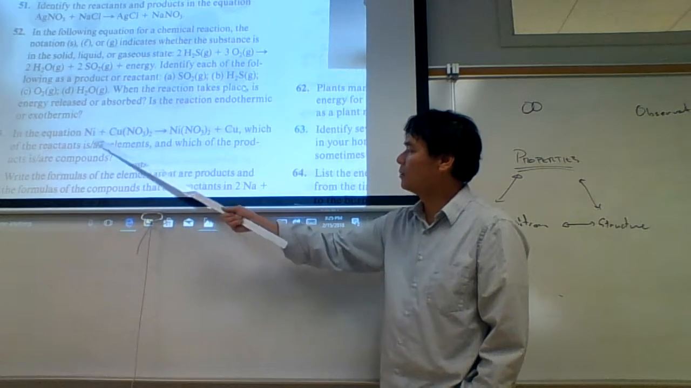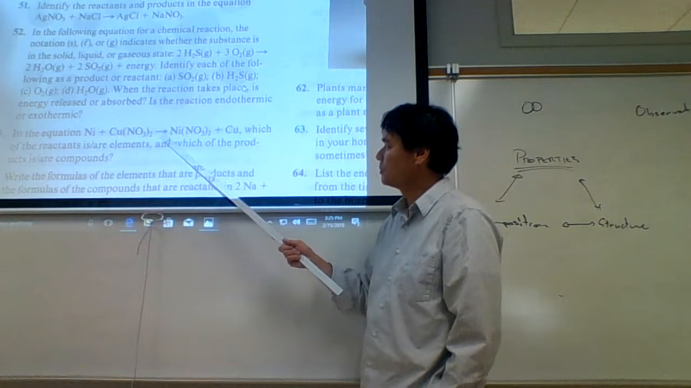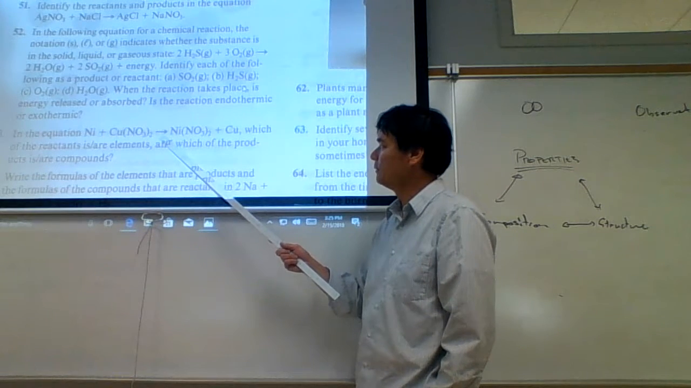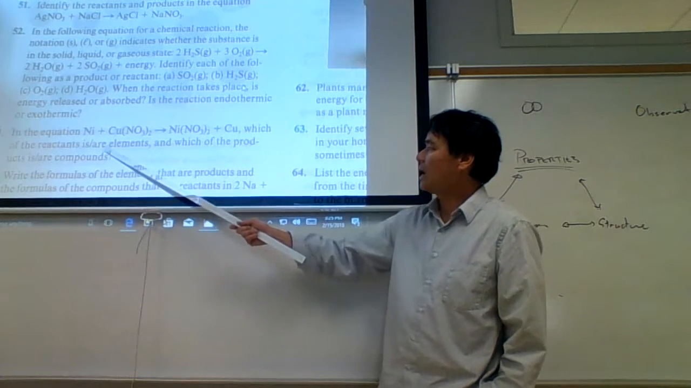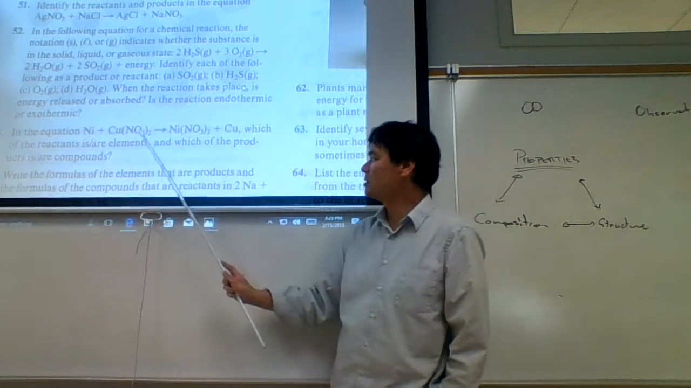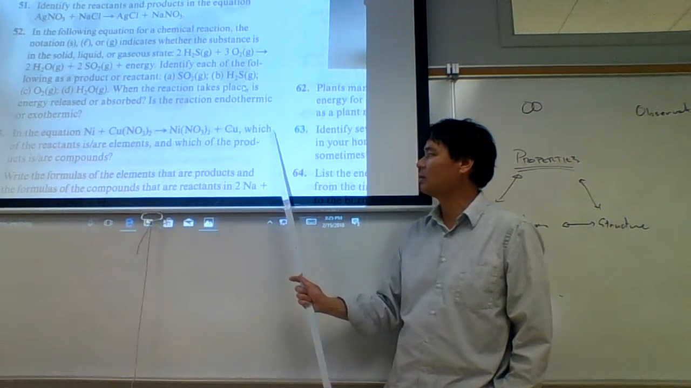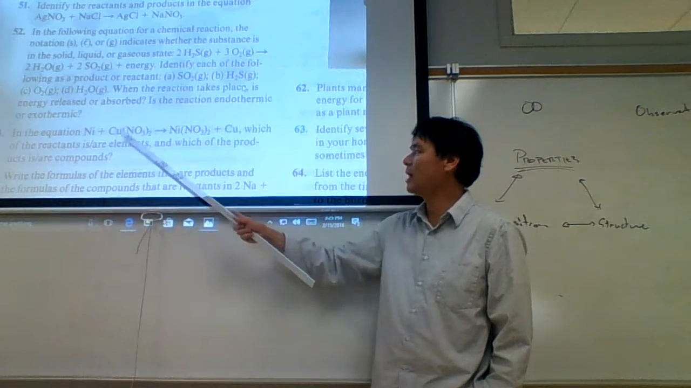This is a chemical equation in which this arrow represents produces or forms or yields. It produces nickel 2 nitrate and copper metal. Which of the reactants is our elements? So the stuff on the left are the reactants, the stuff on the right are the products. The reactants react to form products.